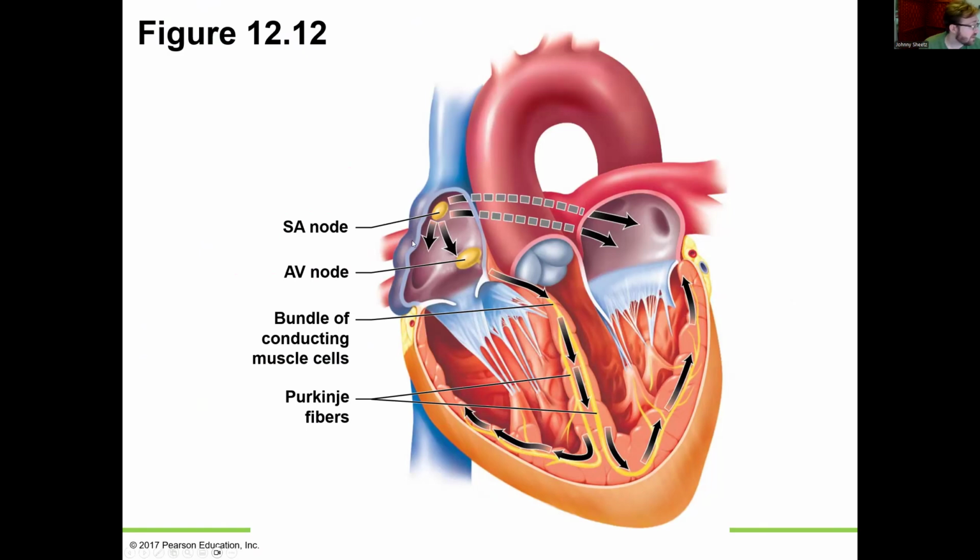So here you can see we have the SA node. It sends a signal right over here, and also signals the AV node. The AV node sends a signal along bundles of conducting muscle cells to the Purkinje fibers, which in turn convey the electrical response to the rest of the cardiac tissue.